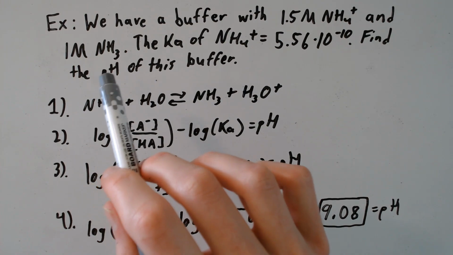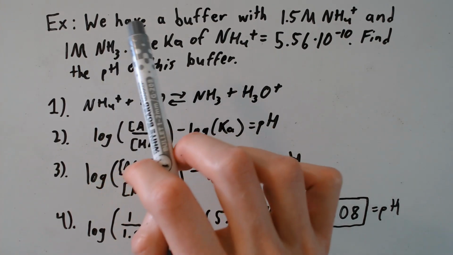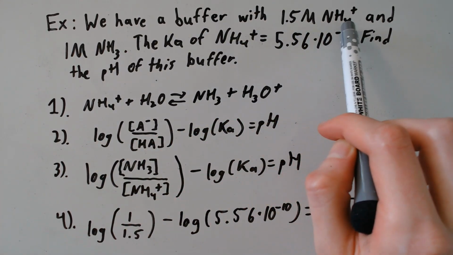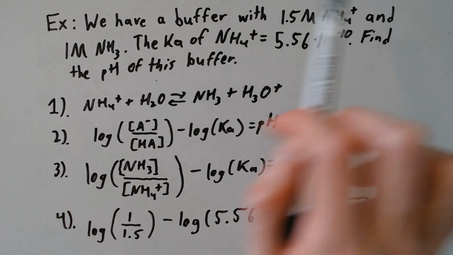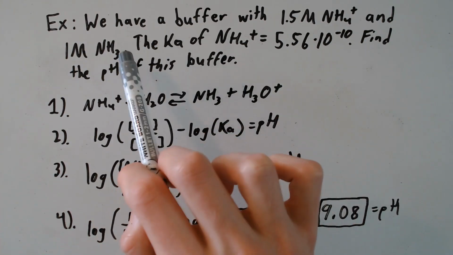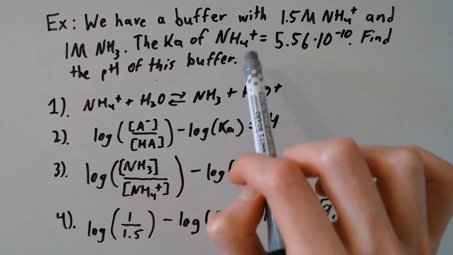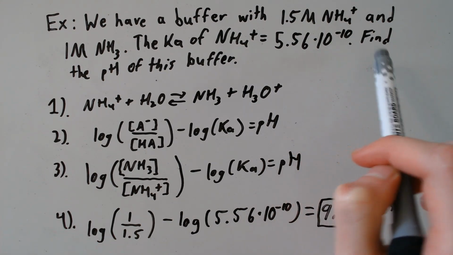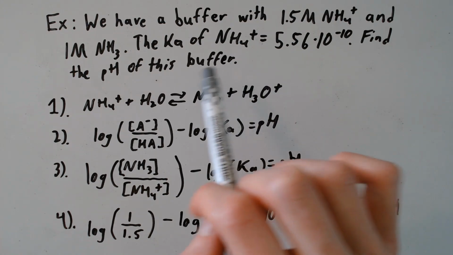Now let's apply the Henderson-Hasselbalch equation to solving for the pH of a buffer. Let's say that we have a buffer with 1.5 molar of NH4 plus and 1 molar of NH3. Both are dissolved in water in the same solution. The Ka, this is a given, of NH4 plus is 5.56 times 10 to the negative 10th. And we need to find the pH of this buffer. So let's just see what's going on here.